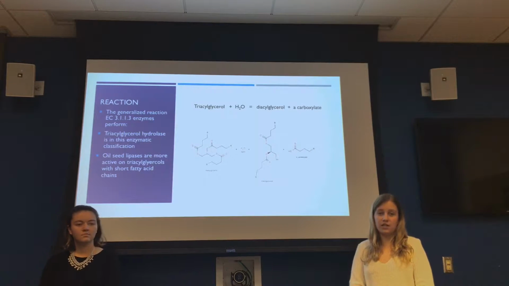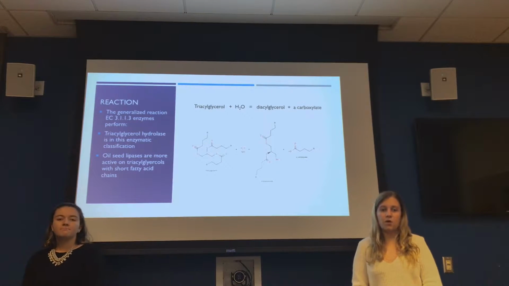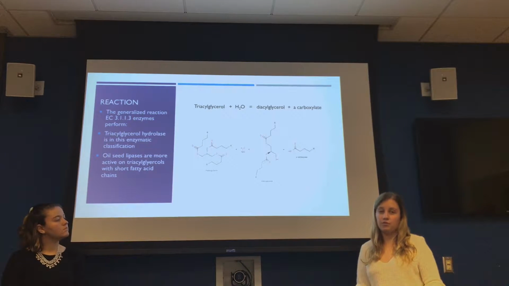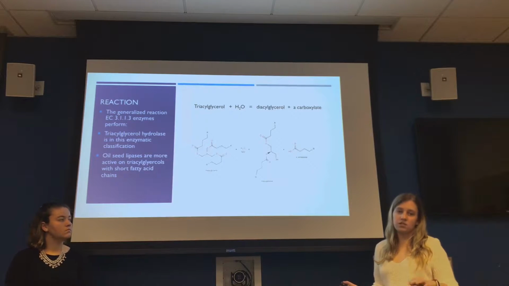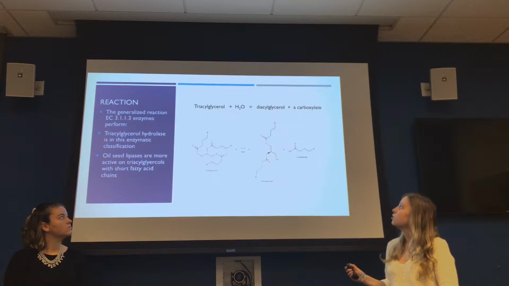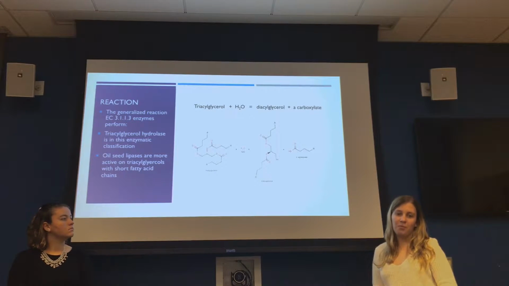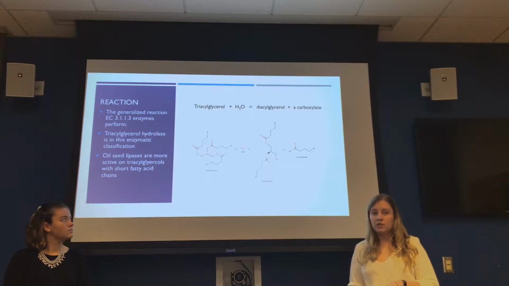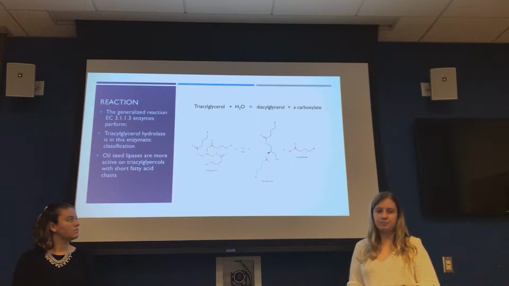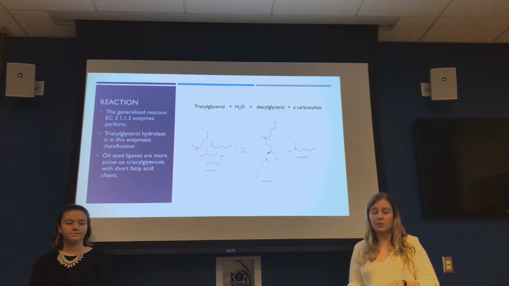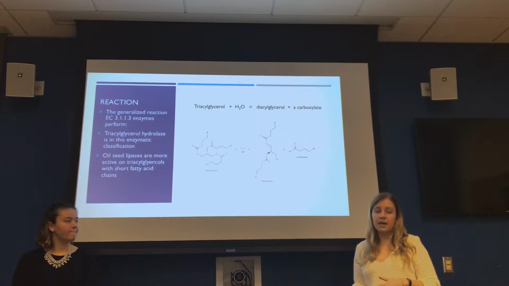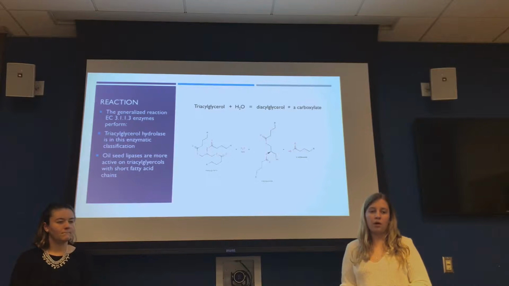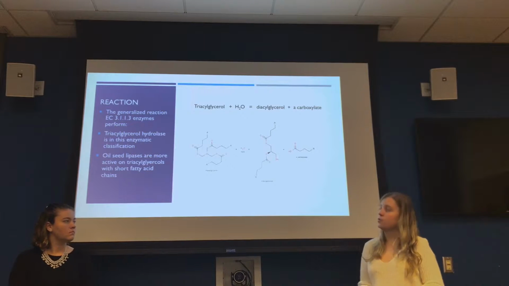And then here's the reaction that our enzyme performs. So it is in the enzyme class of 3.1.1.3, meaning that it takes triacylglycerol plus water, which is the hydrolase part, and breaks it into diacylglycerol and a carboxylate. Diacylglycerol is one of the products formed from a lipase, so that's the lipase part of it. And then in our paper that we chose, they look into African oil beans. So oilseed lipases are actually more active with short free fatty acid chains, similar to this generalized reaction that we have here.